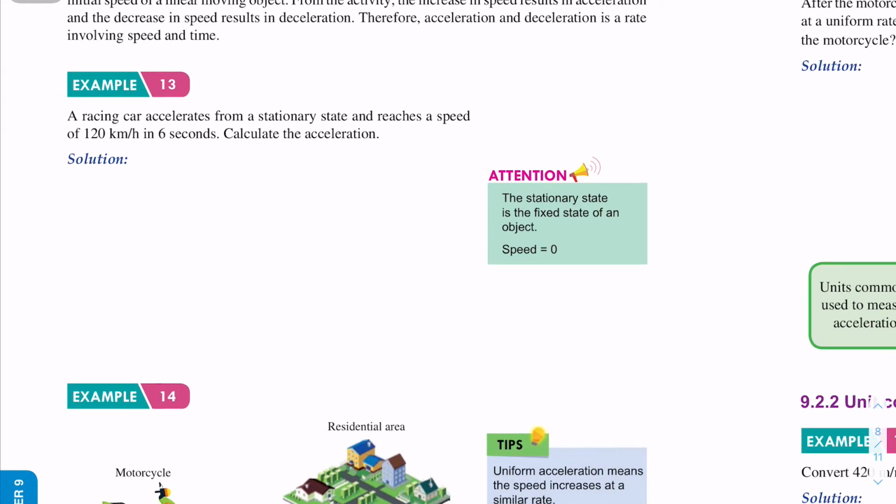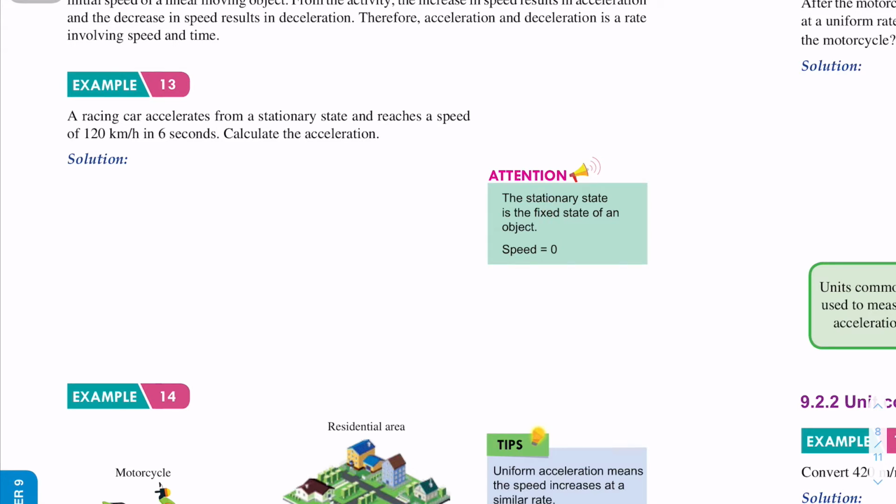Before that, let's look over here. Attention. The stationary state, bila satu benda itu pegun tidak bergerak, is the fixed state of an object. So the speed is 0. Stationary ni maksud dia pegunlah, tidak bergerak.